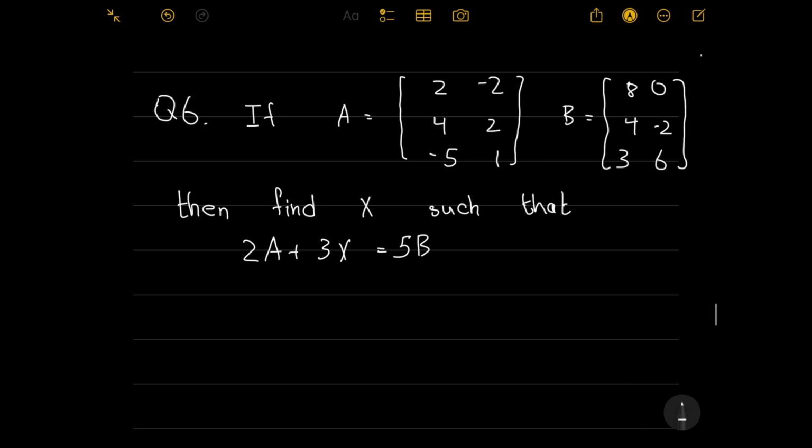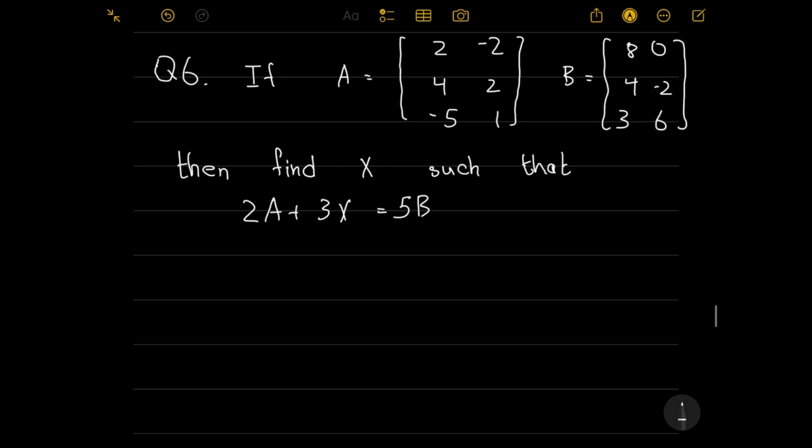Next question is question number 6. If A equals this matrix and B is this matrix, then find X such that 2A plus 3X equals 5B. So this is a bit complicated equation. We need to rearrange it first and then go on with just putting the values of these matrices in it.